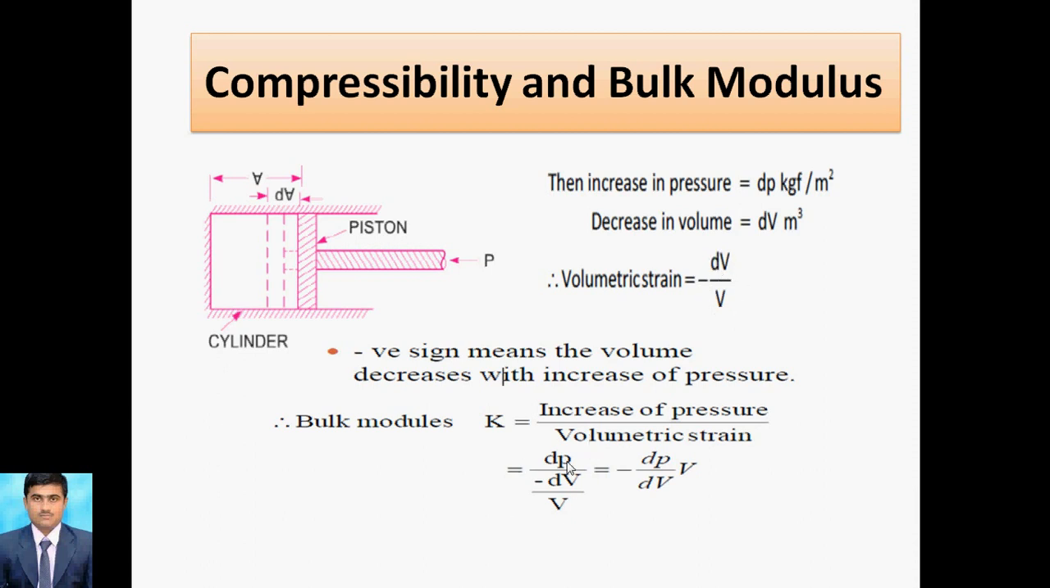This is the ratio, and here we can take V to the numerator side, so the equation becomes K equals minus dP into V by dV. This is the bulk modulus. Compressibility is the reciprocal of bulk modulus, so compressibility is given by 1 by K. This is compressibility and bulk modulus.